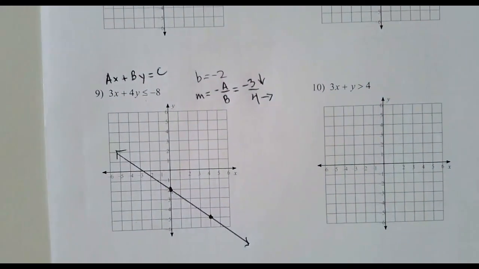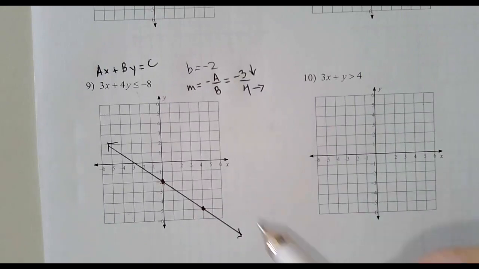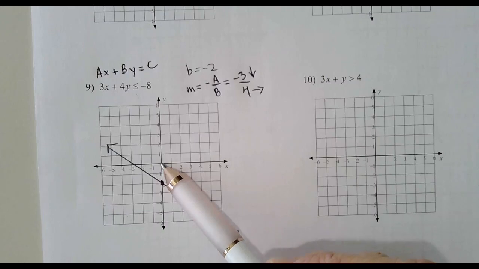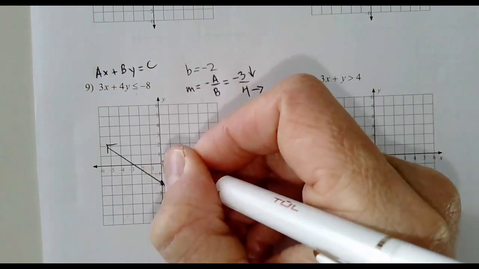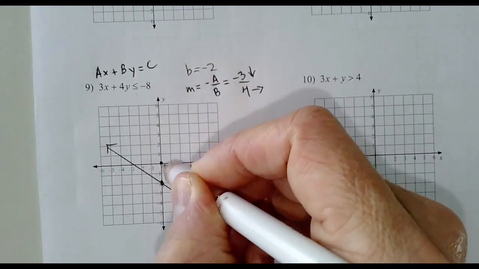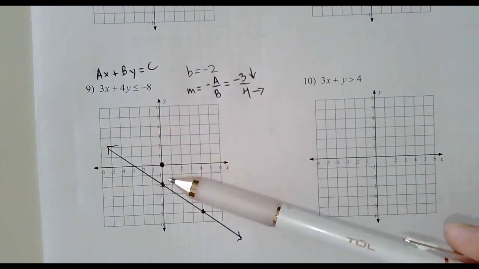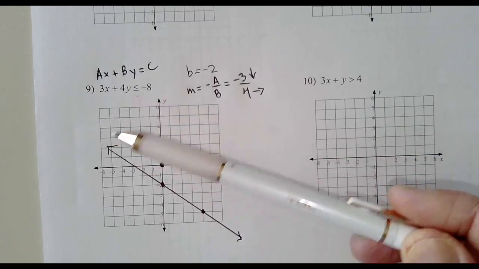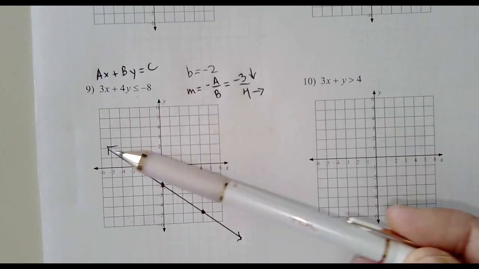Now the last thing to determine is which side to shade on. There's a shortcut that I'm going to show you, but what we can do is test a point. Our best test point is always 0, 0, so long as that is not on the line, and in this case it's not. In number 7 it is, by the way. Number 9 it is not. So I'm going to test this point here, and I'm going to see if that point is true. If that point satisfies the inequality, that means every point on this side of the line will satisfy the inequality, and that means I will shade there.